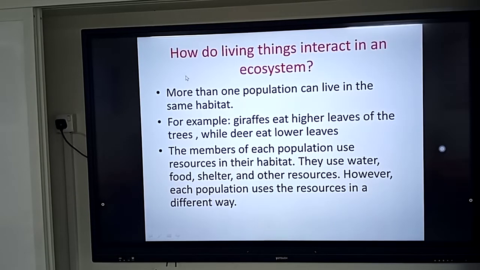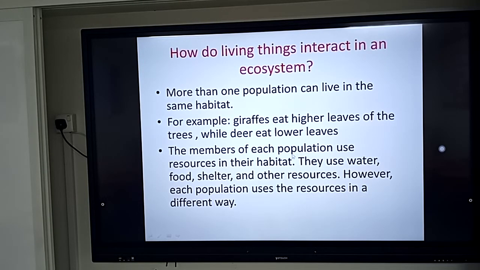The first point in this lesson, how do living things interact in an ecosystem? More than one population can live in the same habitat. For example, a pond. The pond can support fish, plants, insects, worms, frogs, amphibians, reptiles, and so on. All this population can live in one area, like a pond.